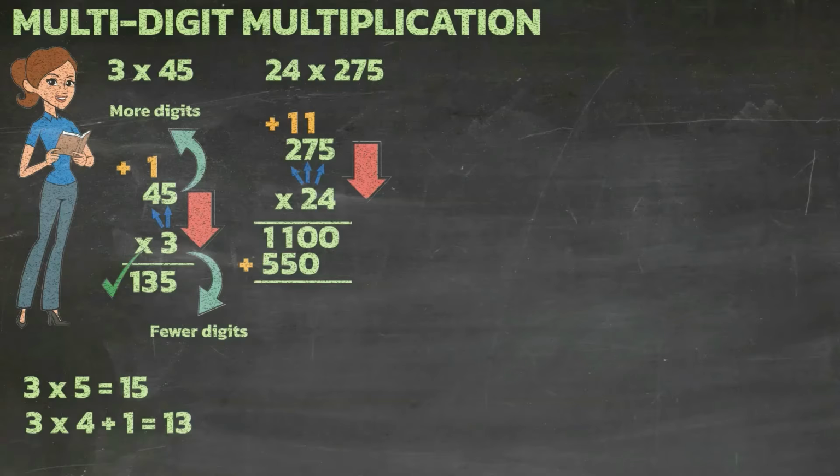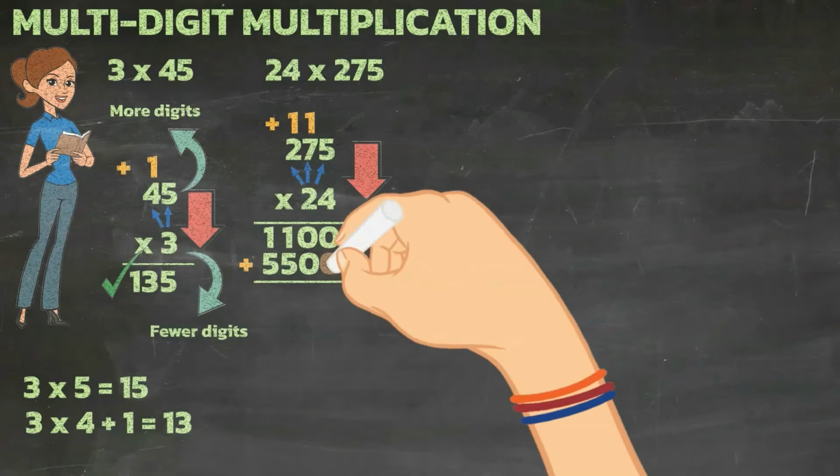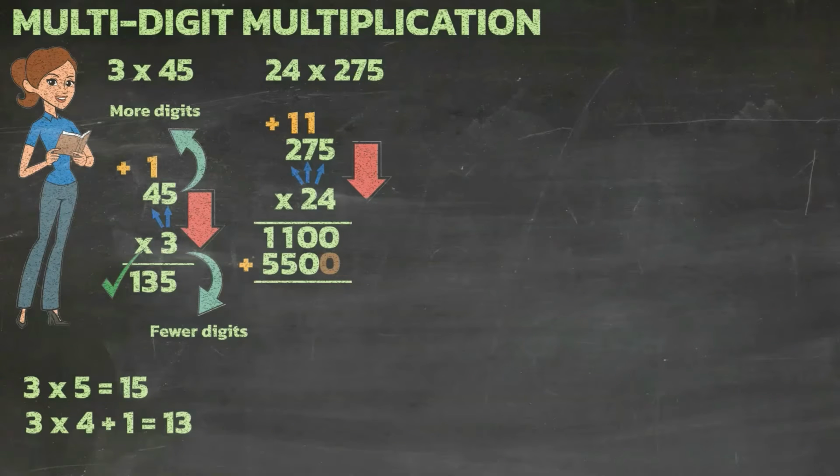You might end up adding 1100 and 550. The second product is actually 5500. The other zero is not written because we started writing in the tens place in getting that product. If there is no digit written in the ones place, it has to be understood that it is 0.